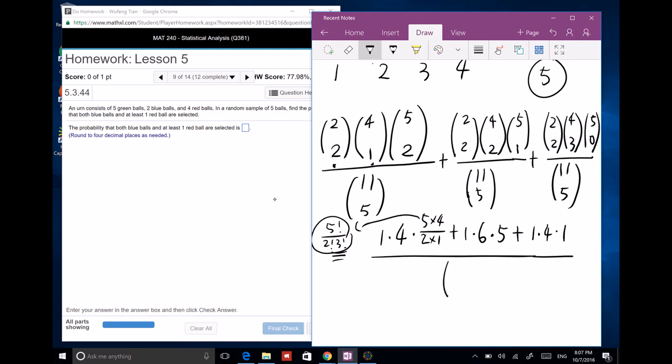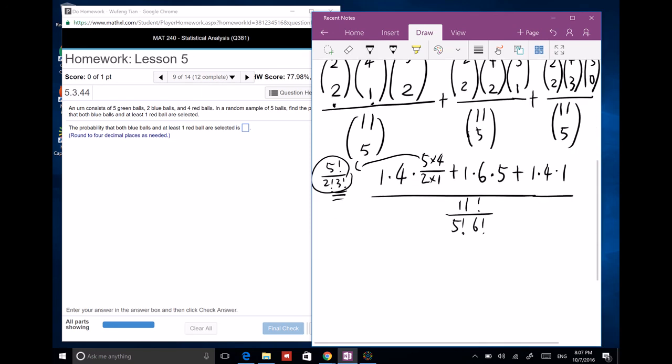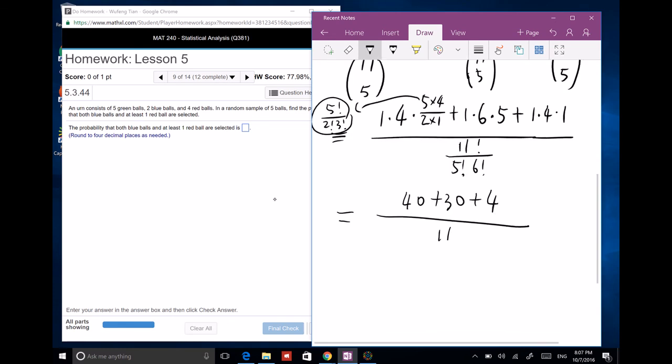The bottom is 11 factorial over 5 factorial over 6 factorial. Okay, so the answer should be 1 times 4 times 10 is 40, plus 30, plus 4, over 11 factorial over 5 factorial over 6 factorial. You can use a calculator to find this. Okay, so that's how you do this one. That is going to be the probability.